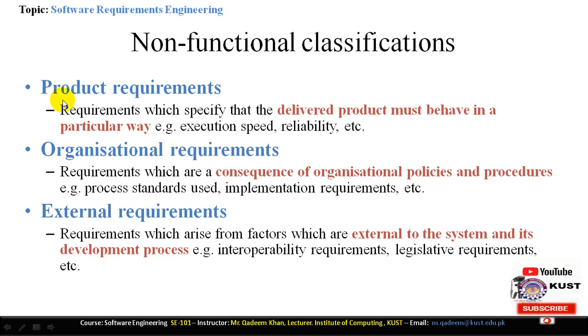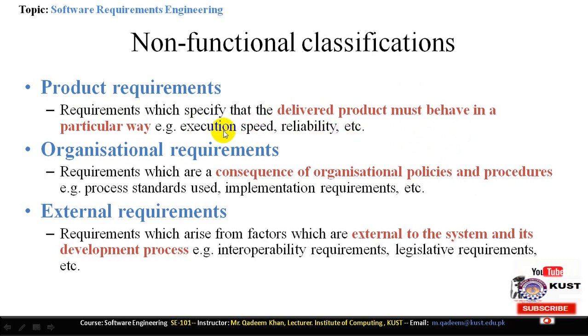The first non-functional requirements are called the product requirements. As its name indicates, all those non-functional requirements which are relevant with the products are called the product requirements. The product requirements include execution speed and reliability, etc.